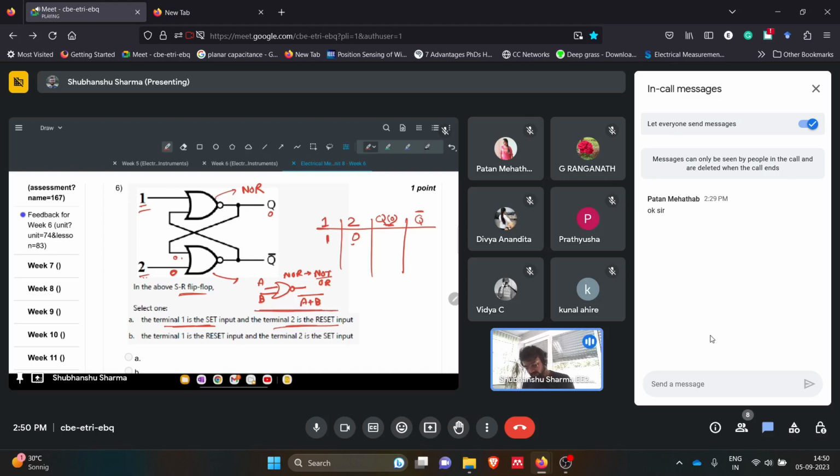Keeping this in mind, the initial condition of Q was 0, we gave 0 here, and 2 was 0 already. So 0 plus 0 will be 0, but since this is a NOT, it will be 1. This 1 will go here, and we already have 1 here, so 1 plus 1 is 1 only, and since this is a NOR gate, this will be 0. So we got 0 as our Q value; it remains 0.